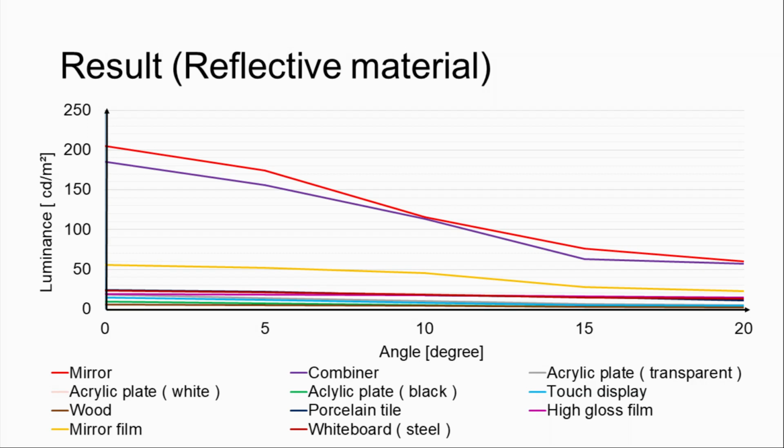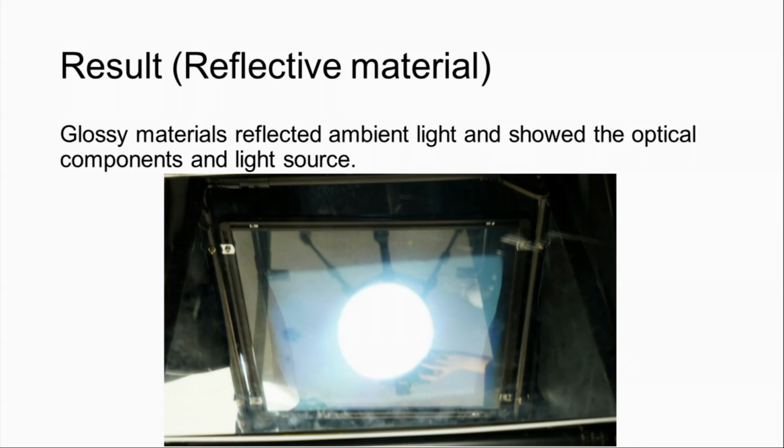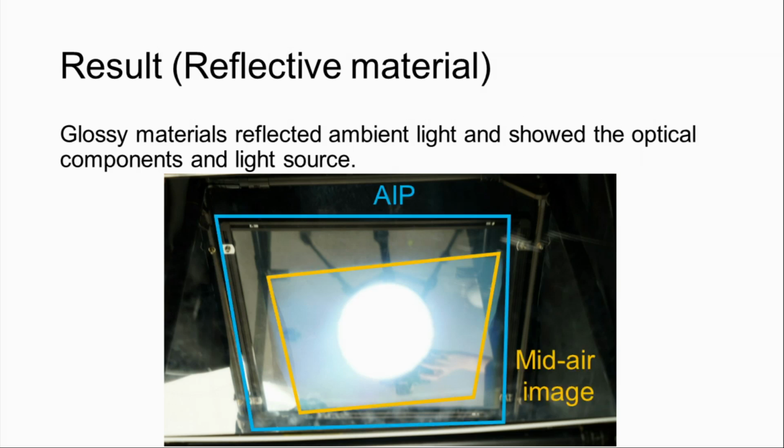A high luminance mid-air image was formed with glossy materials: mirror, combiner, and mirror film. However, because of the high reflectivity, they also reflected ambient light and showed the optical components and light source. From the above, we determined that they were not suitable for attracting people's attention to mid-air images. Therefore, we excluded these glossy materials.